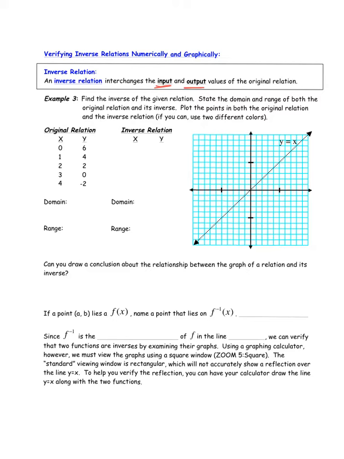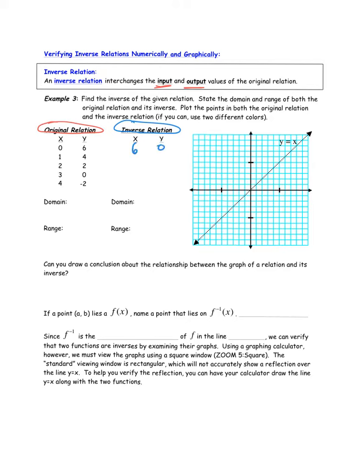All right, so we're given an original relation. We're given a set of inputs and outputs. The inverse relation is going to interchange input and output values. So if the original relation had an input of 0 and an output of 6, the inverse relation is going to have an input of 6 with an output of 0.